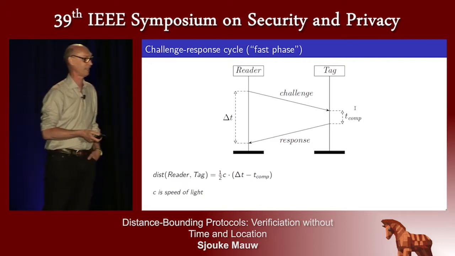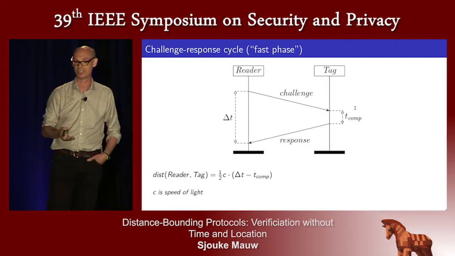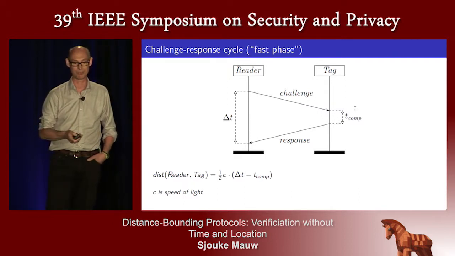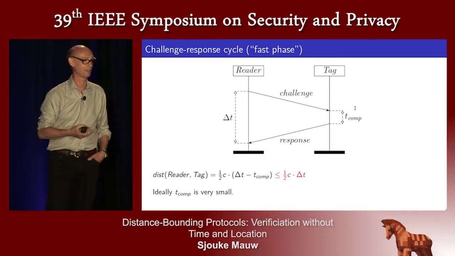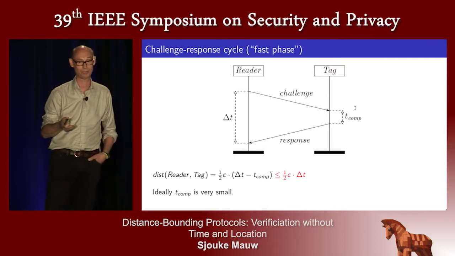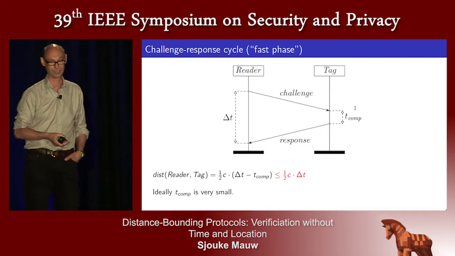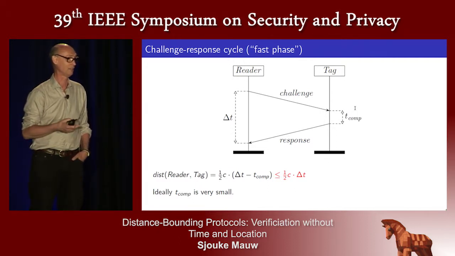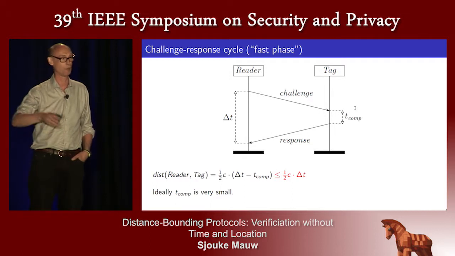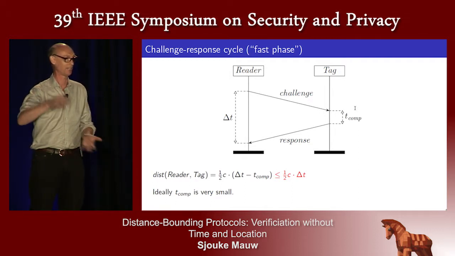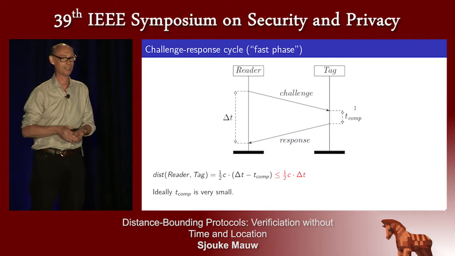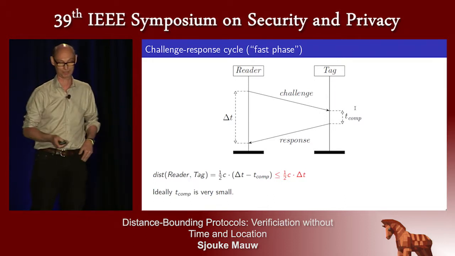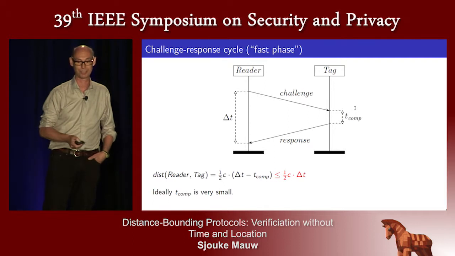Unlucky is the case that we don't know the computation time of the tag, and that's one of the problems. So ideally, we want to have this computation time as small as possible in order to have a very simple approximation by simply discarding the tcomp. An attacker could get hold of the tag and overclock it, letting it run faster than you would expect, implying that the tag would be closer than it is in fact. So this is pretty straightforward.